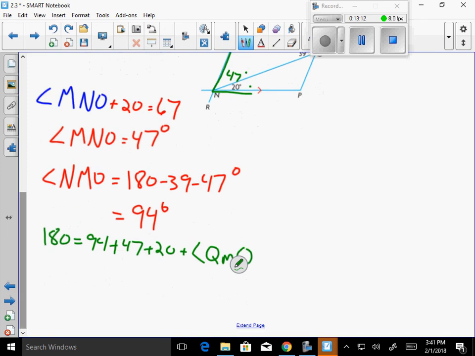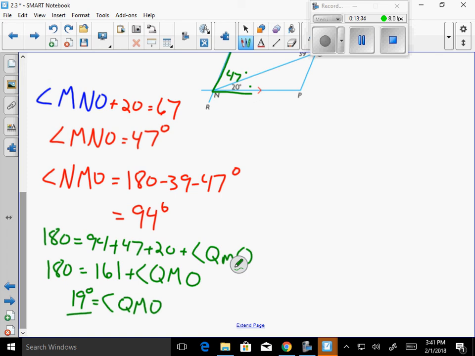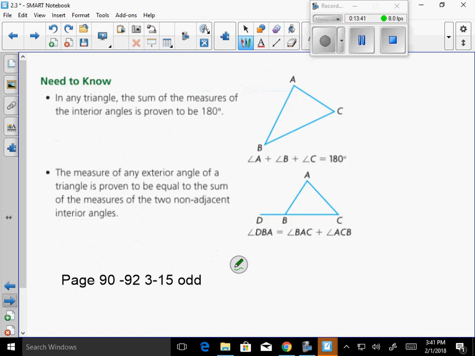So I'm quickly going to work this out. 180 degrees equals 161 plus angle QMO. Bring the 161 over because I'm solving for it. That's going to be 19 degrees. Okay, so there's my three angles. Hopefully I didn't go too fast. If I do, just hit pause and keep going, okay guys?